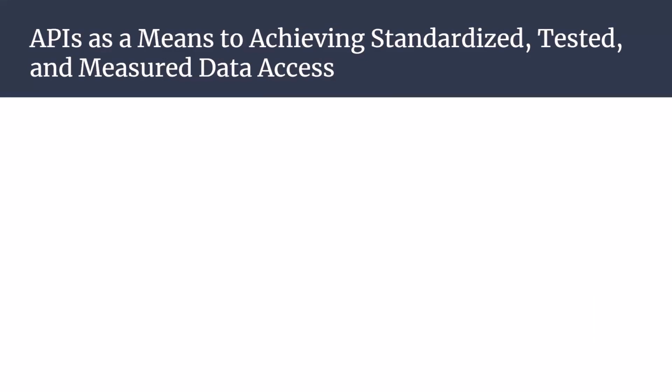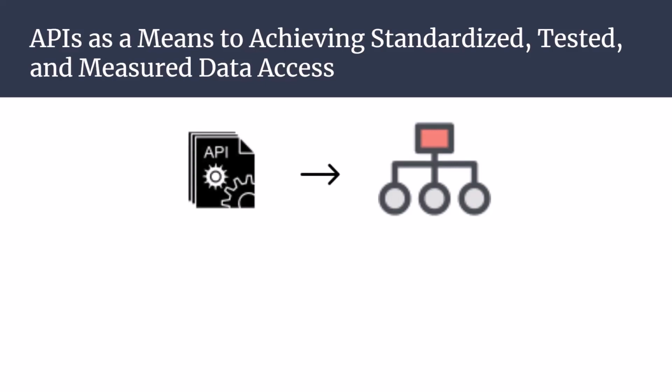Simple enough, right? So how does that serve us in achieving standardized, tested, and measured data access? In one word, structure. APIs provide a well-defined structure to our enterprise's data access. By writing and implementing the rules for how our data can and should be retrieved, we are creating a well-defined code base which implements the documented rules we expose to the world.